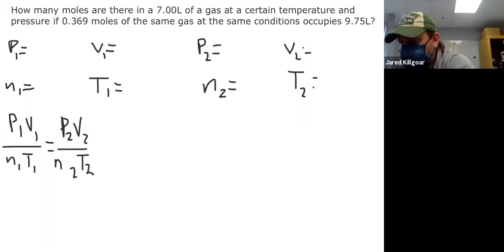So let's go through this. The question is, how many moles? That's my question, and my variable for moles is N. So I'm going to put a question mark there. How many moles are in a 7.00 liter, that's a unit of volume, so I'm going to put that in for my volume one, my starting volume.